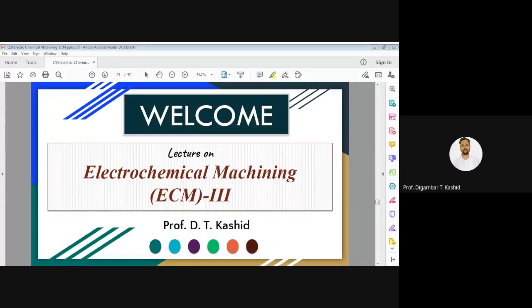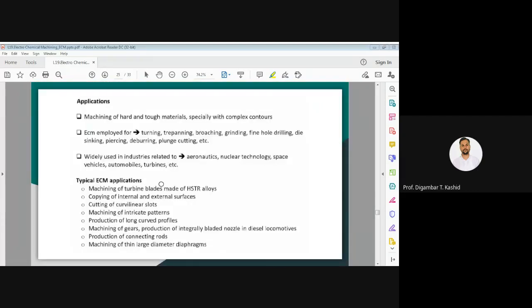Good afternoon. So, in the morning lecture, we discussed the electrochemical machining machine component, the ECM machine tool or setup. Now the remaining part we will see. So now we'll start with the applications of this ECM. Here I have mentioned some applications.